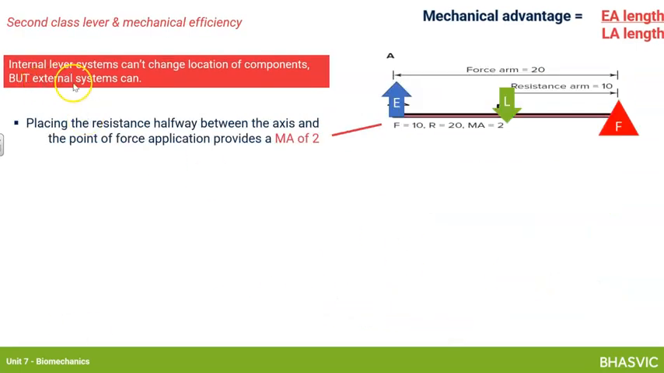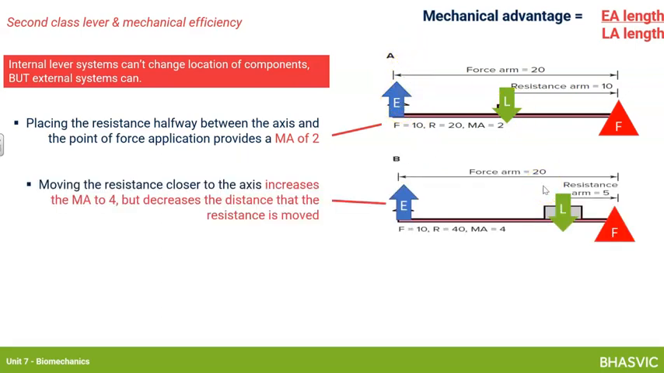So again, remember that internal lever systems in our body we can't change, but if there are bits of equipment where we can modify where the load is or where the effort arm is, how close or far apart they are, then we might be able to change the mechanical efficiency to some degree. So in this example, the effort arm is 20, the load arm is 10, so 20 over 10 gives us a mechanical advantage of 2. So it's great for force production. Relatively small force is needed to move that load.